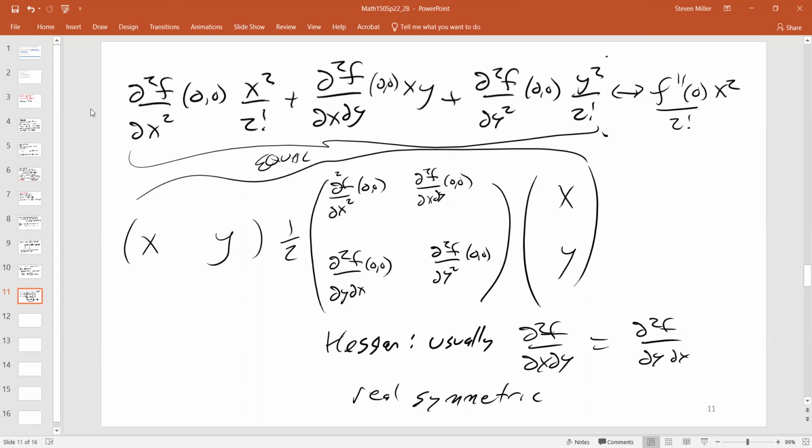Now, if we wanted to go further, we would have to figure out how do you write the f triple prime of 0 over 3 factorial times x cubed. And this is where tensors come into play. For those of you who are matrix, just listen to that. Okay. I'm done. This is more than enough, I think, to give you a sense of what's going on.